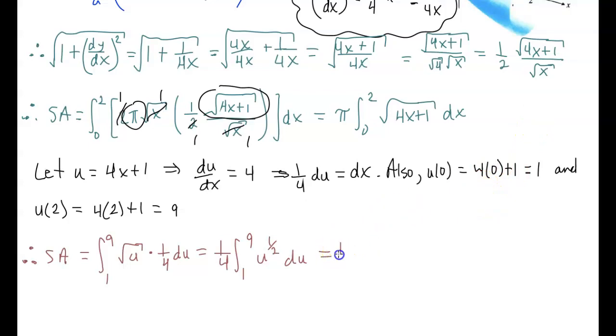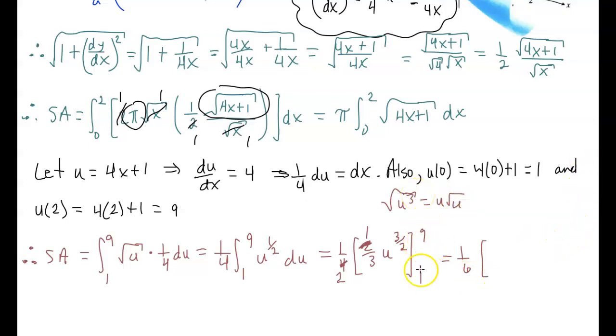And so now all we have to do is take the antiderivative of u raised to the 1/2, which will end up being 2/3 u raised to the 3/2. And we evaluate that from 1 to 9. And so here we know that this 2 and this 4 will just reduce to 1/2, so we'll have 1/6 on the outside. This u raised to the 3 over 2, we've seen this before. This is like square root of u cubed, which just ends up being u times square root of u.